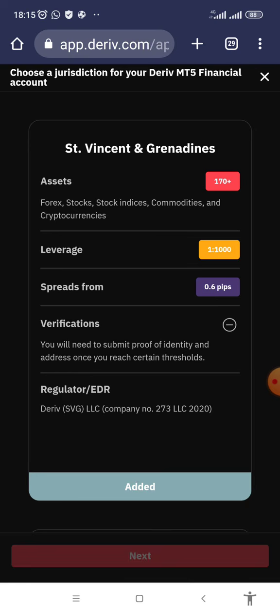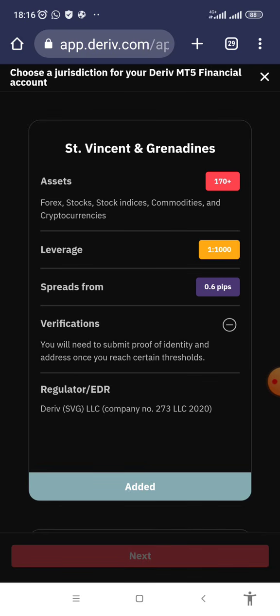So those of you asking me, how can you get a broker that deals with synthetic indices? I don't trade synthetic indices, but in case you are interested in synthetic indices, which is the boom, the crash, and the rest, you know them.